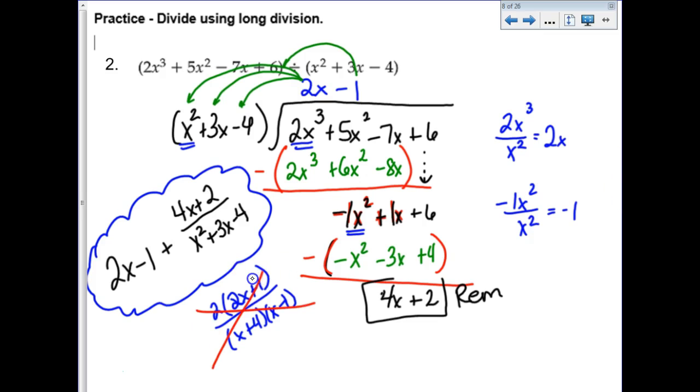But there is one on your homework, I know for sure, where if you factor the numerator and denominator of that remainder term, something does cancel. So watch out for that one. All right. We'll come back and do more long division tomorrow.